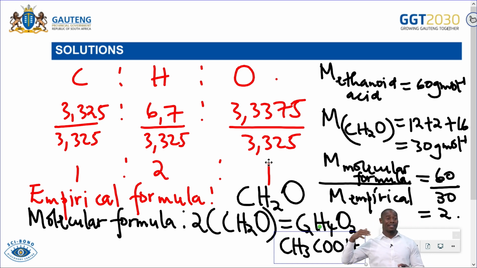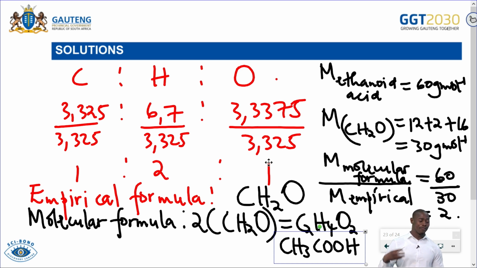So the first thing that you need to do when determining the empirical and the molecular formula is to express those percentages as masses, if you are given the percentages. But it's not always the case that you'll be given the percentages. Sometimes they will give you the masses. So it's easier that way. You just go straight to calculating the number of moles. Then from the number of moles, find the ratio of atoms. How do you find the ratio of atoms or elements? You divide the number of moles of each element by the smallest number of moles. And then from there, you'll get your empirical formula.